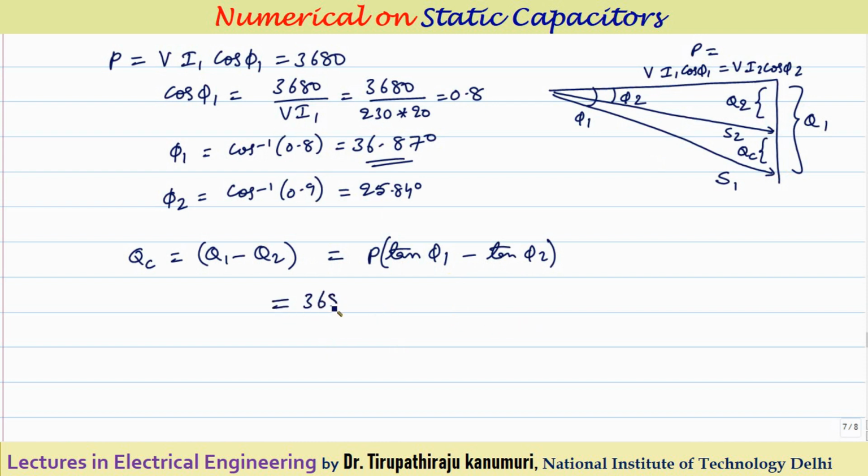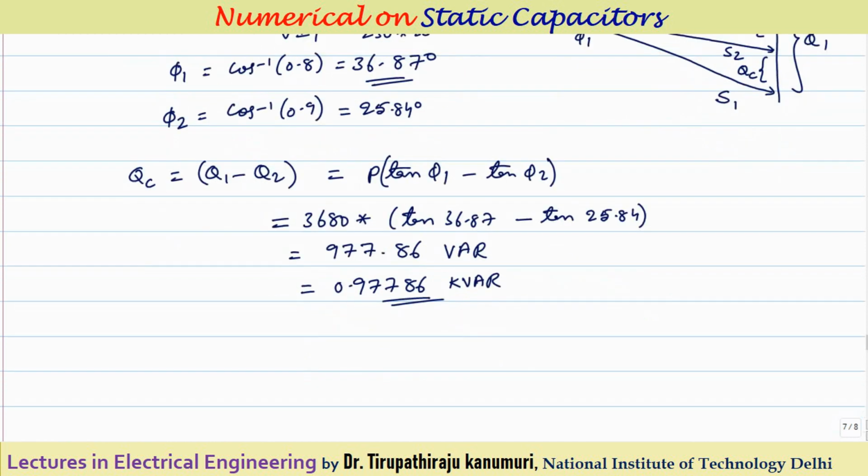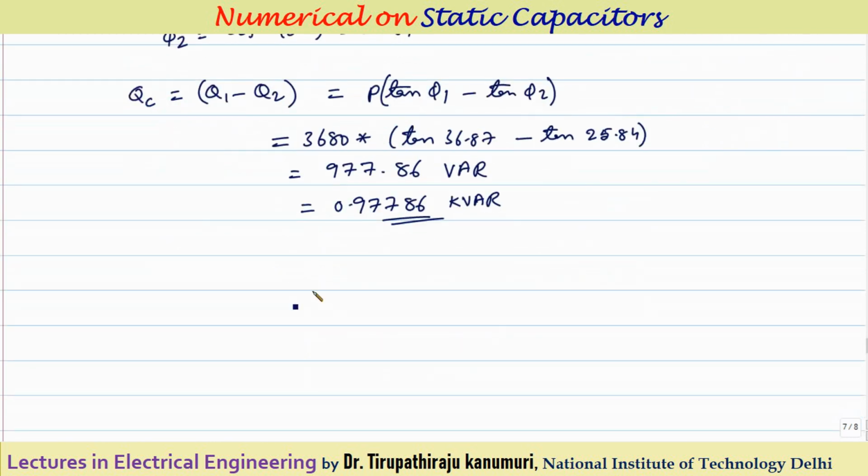So let us try to substitute these things. You substitute 3680 multiplied by tan of 36.87 minus tan 25.84. This is what is there. So when you substitute this, you will get 977.86 volt ampere reactive, or this I can write as 0.97786 kVAR, because they want the reactive power in kilovolt ampere reactive. So I have converted it into 10 to the power of 3 form. This is clear up to now.